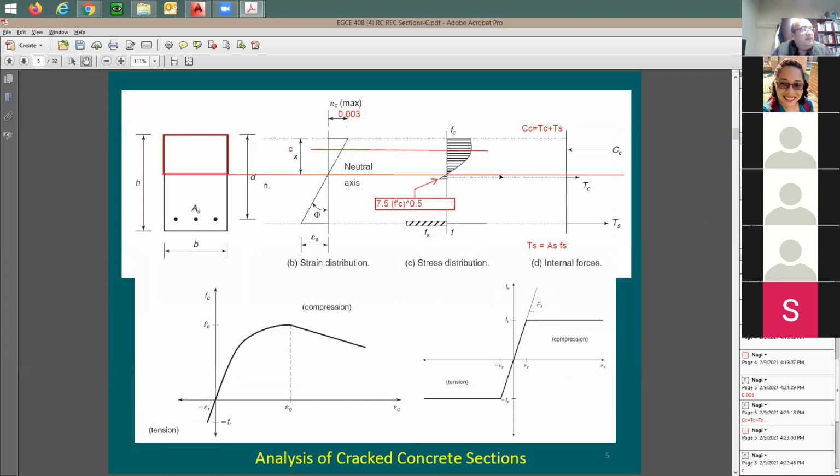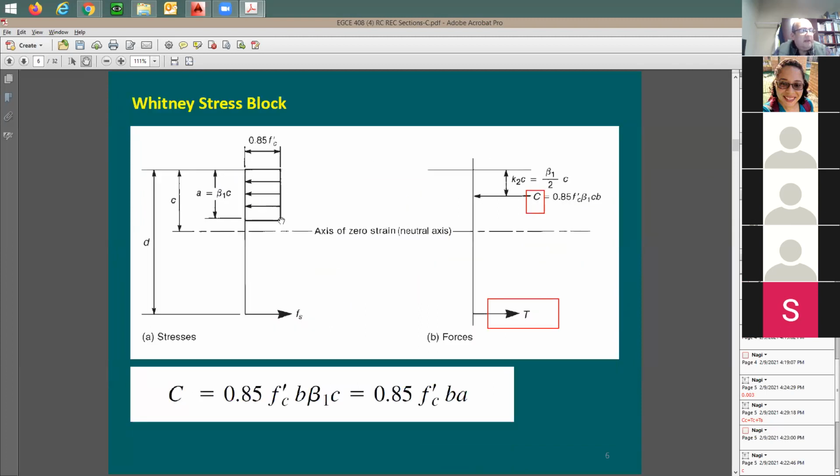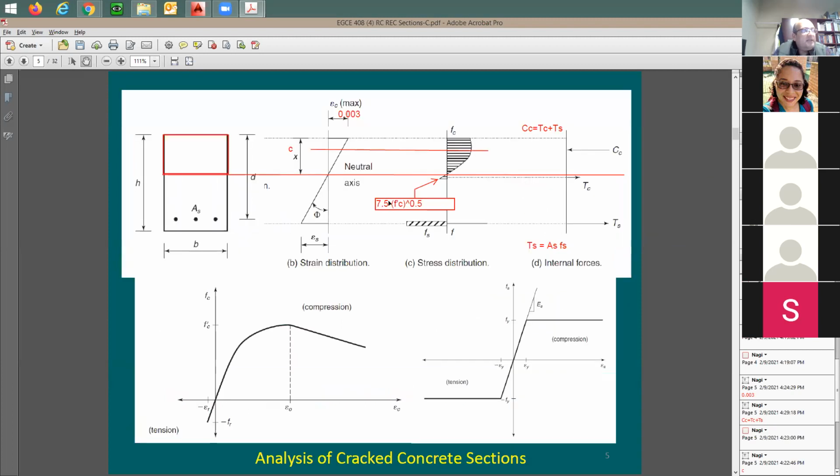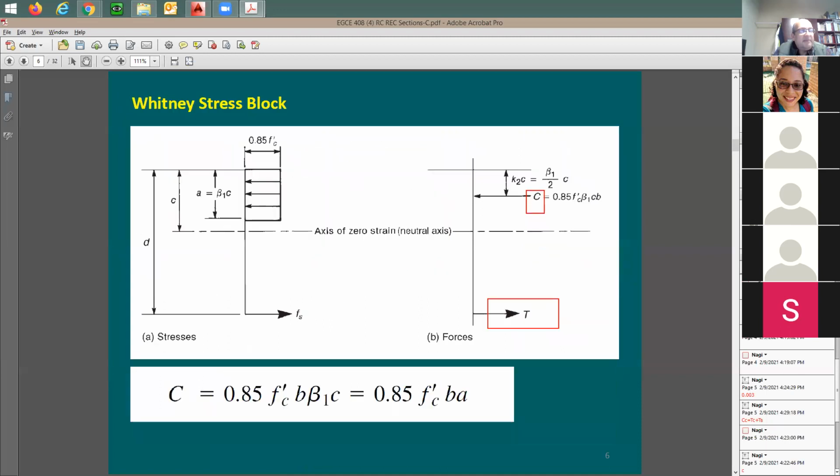So instead of having this complex distribution, we're going to simplify it. It's going to be just like a rectangle. And the stress in this case is not going to be equal to this f'c, which is the maximum stress. It's going to be equal to 0.85 f'c. So this is going to be a simplification, right? The block is going to be just a rectangle, and the depth of it is not going to go all the way to the neutral axis. It's going to be called a, the compression block depth.